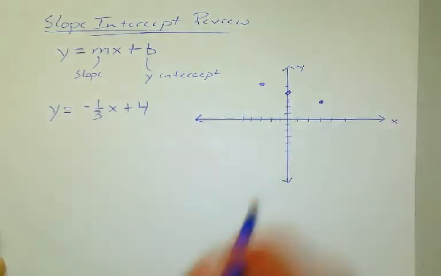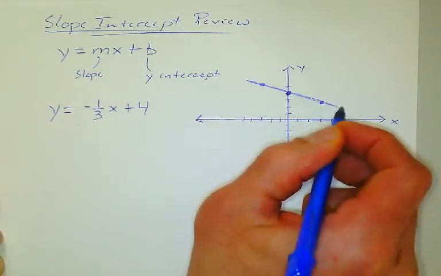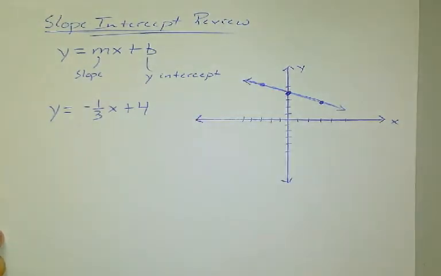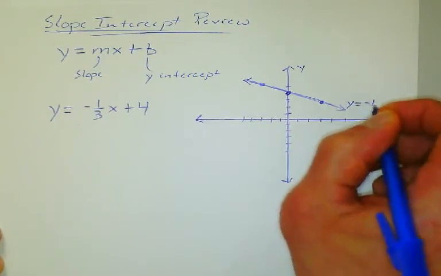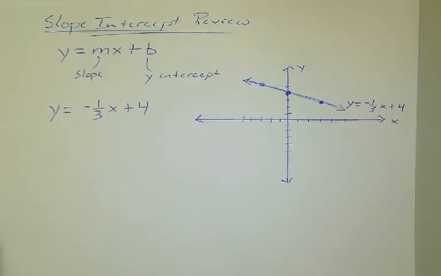Then I'm going to connect my 3 points here with a line, which is going to be better than what I have. I actually don't have a ruler on me right now. All right, so there's our line. We're going to label it with its equation, y equals negative 1/3 x plus 4. All right, excellent.